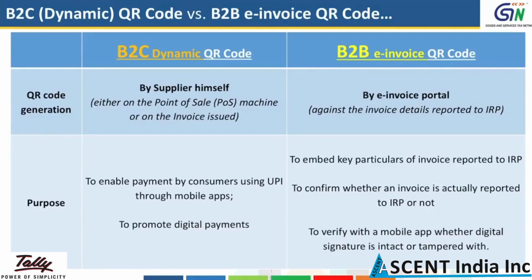What is the purpose of e-invoice QR code? It is to embed key particulars of the invoice reported to IRP and also to confirm whether an invoice is actually reported to IRP or not, and also to verify with a QR code reader whether the digital signature given by IRP is intact or tampered with.